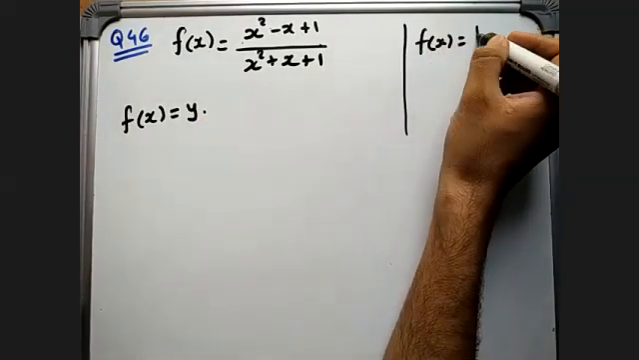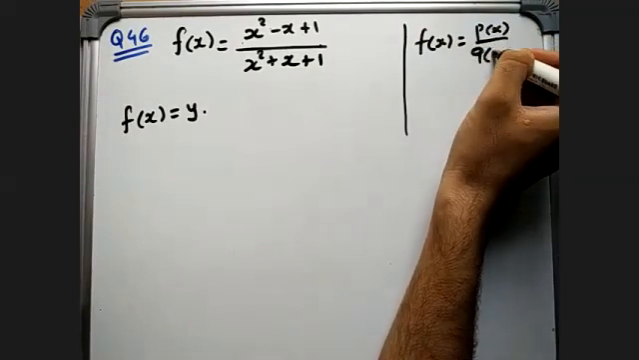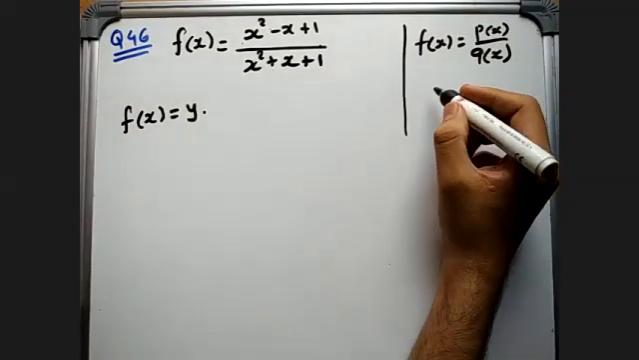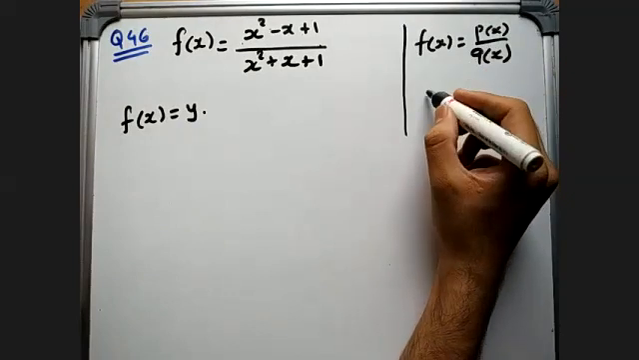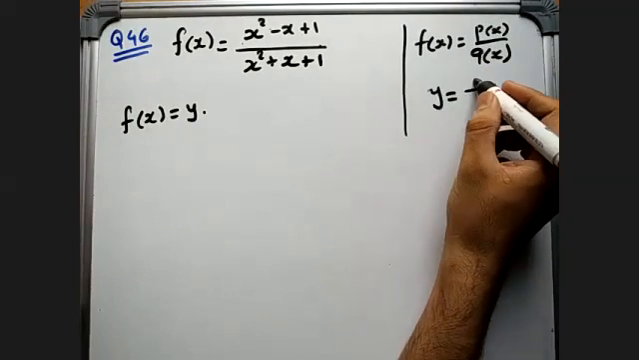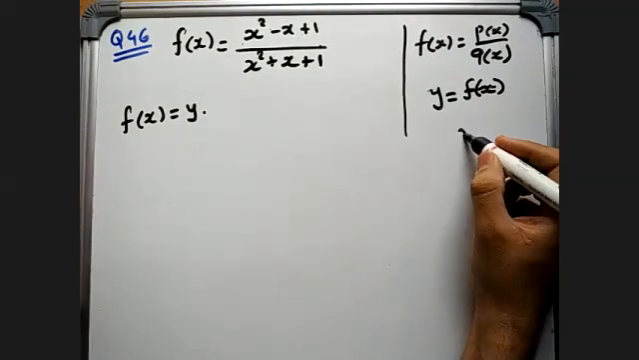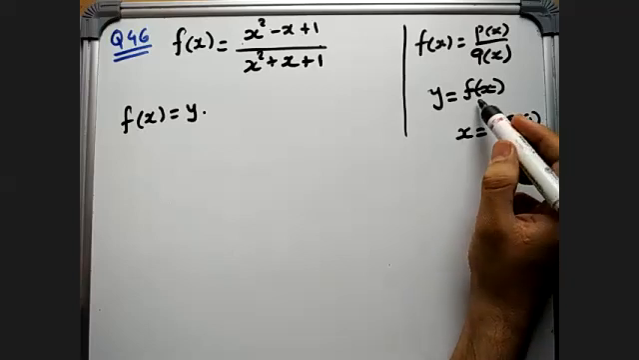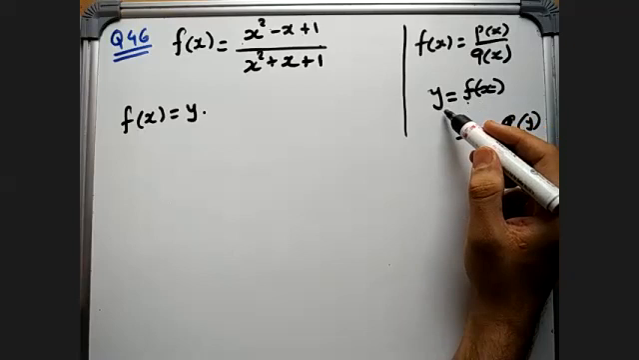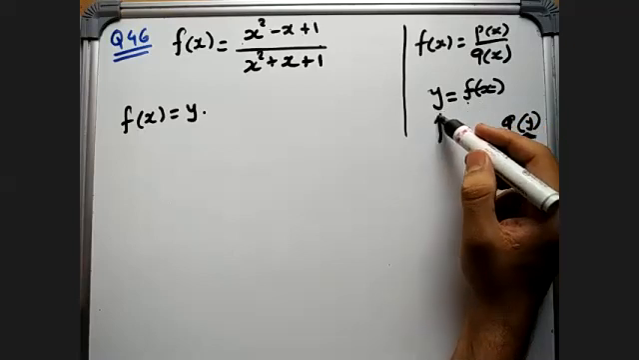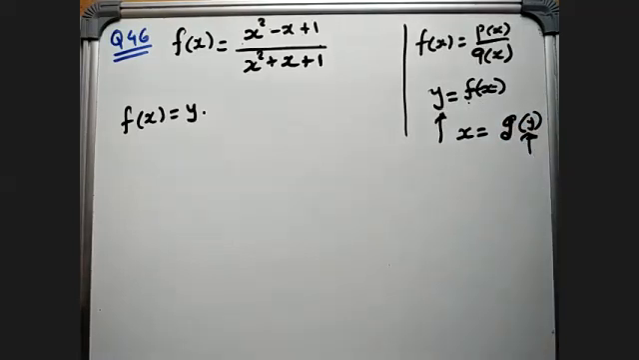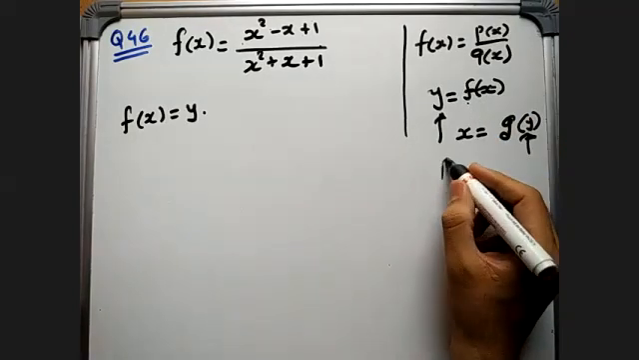If f of x is of the form p of x by q of x, and we have to find its domain, then we will take x for which q of x is not equal to 0. And to find its range, we will take y equal to f of x, and we will convert x in terms of y, and this will become g of y. So here your range of f is nothing but the domain of g, because the output of y will be the input of x. So range of f is domain of g. This is how I explained it to you.